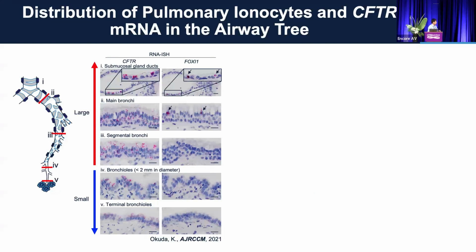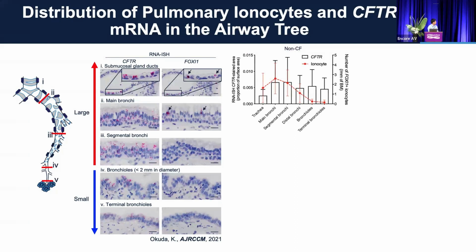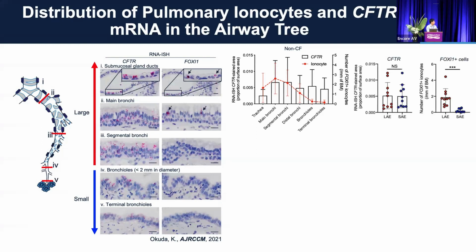regional distribution. Our previous study shows CFTR expression is relatively constant from large to small airways. Another interesting finding along with this data is ionocytes. The ionocyte is a recently identified rare airway epithelial cell type, which has the highest level of CFTR expression in airway epithelial cells. This data shows that while CFTR expression is relatively constant, FOXI1-positive ionocytes are enriched in the submucosal gland duct and also large airways, but become sparse in the distal airways. So there is a gap between the frequency of ionocytes and CFTR expression, especially in the distal airways.